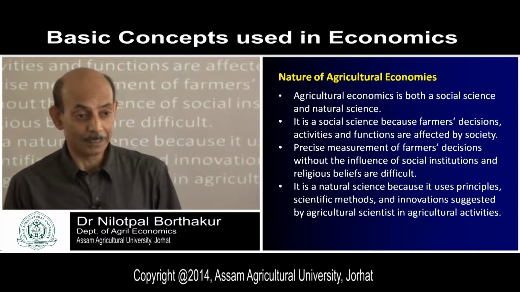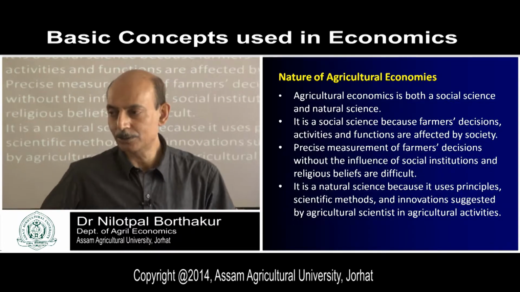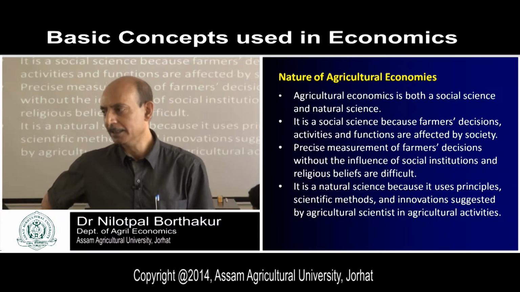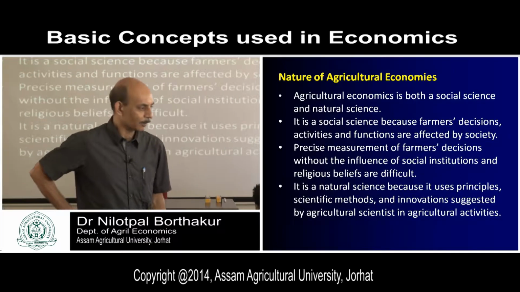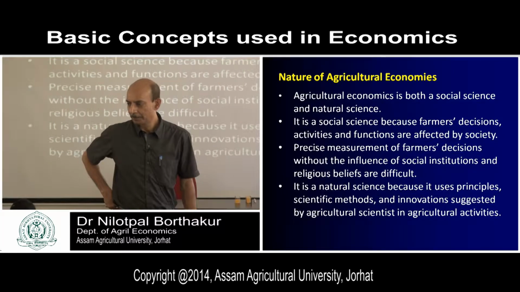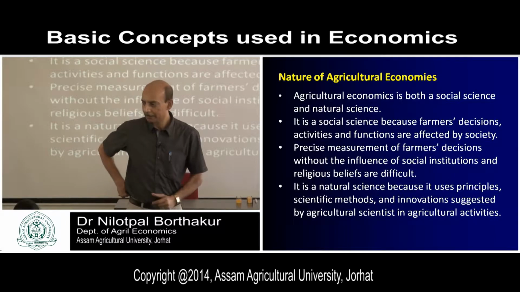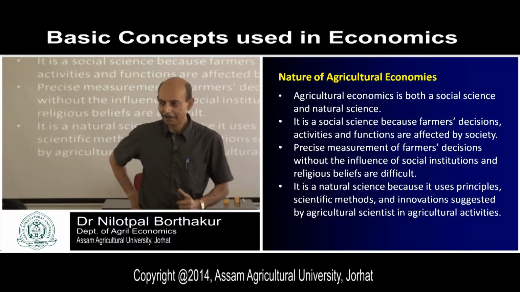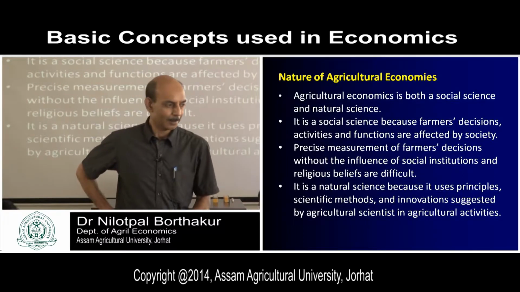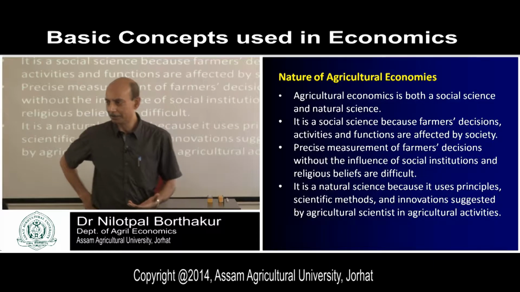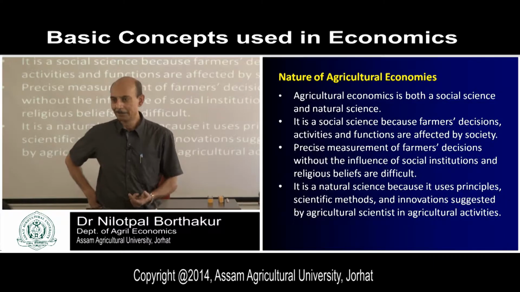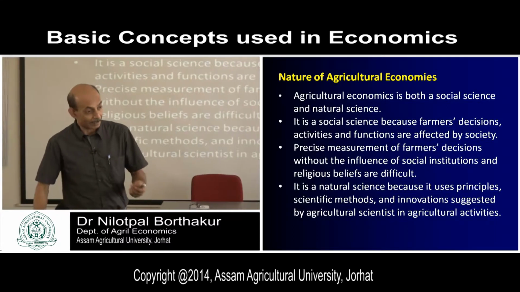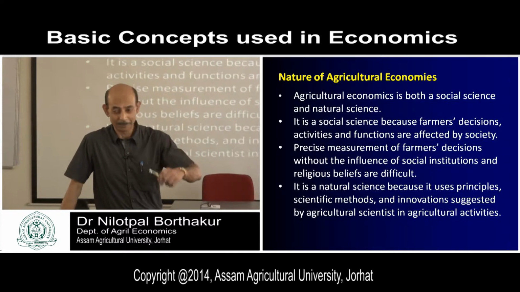It is a social science because agriculture is a social activity. It is affected by the customs, societal values, certain rules framed by the society. Can you tell me a particular, suppose, custom or a norm relating to agriculture? Can you tell me any agricultural activity that is controlled by social values?